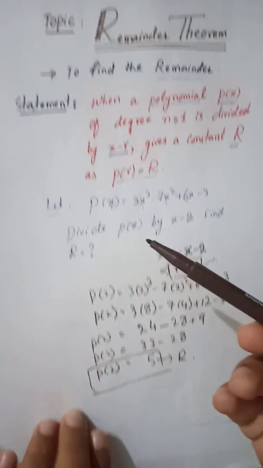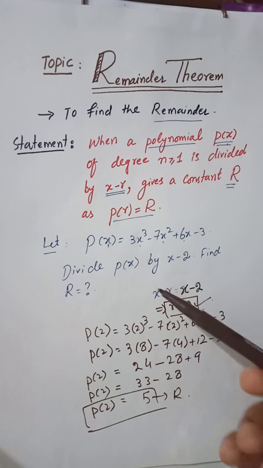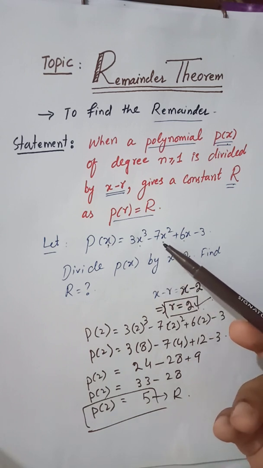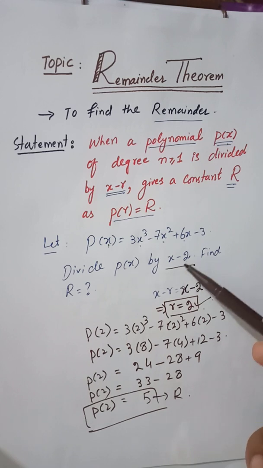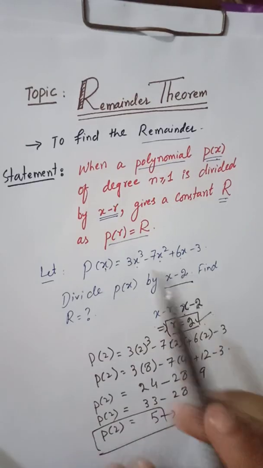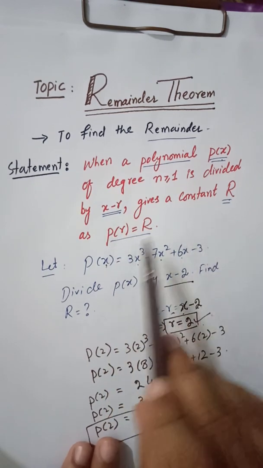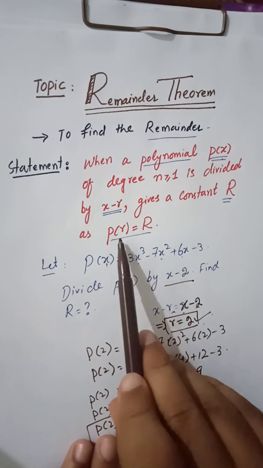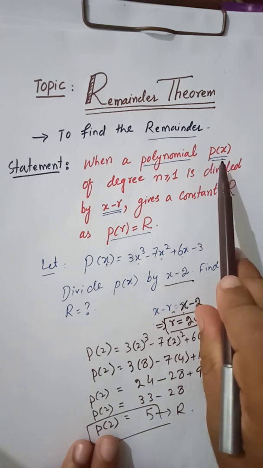So this is the remainder theorem. If you want to find out the remainder when this p of x is divided by x minus 2, by the remainder theorem you just need to compare x minus 2 with x minus r, because the statement says that when p of x is divided by x minus r, you get the remainder by replacing x with r in the given polynomial.